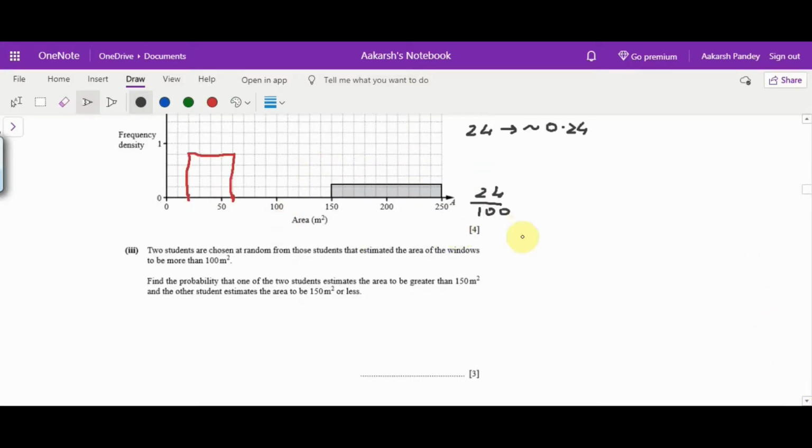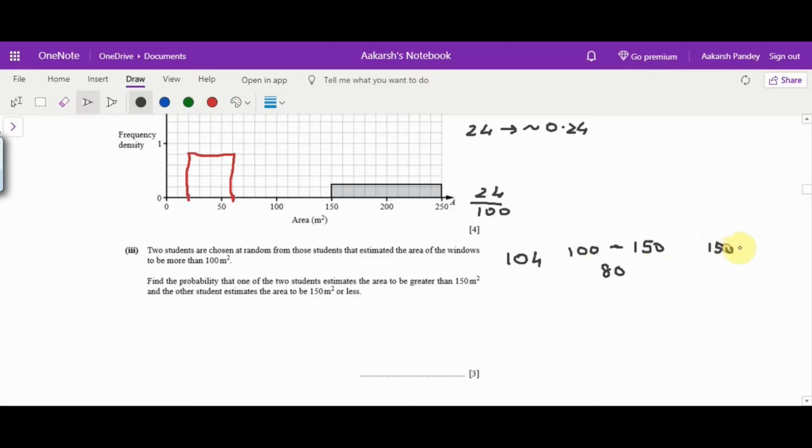So the number of students we are considering will be out of 104, because they said that students are selected from those who estimated the area to be more than 100. Now find the probability that one of the two students estimates the area to be greater than 150 and the other student estimates the area to be 150 or lesser. So between 100 to 150 I had 80 students.